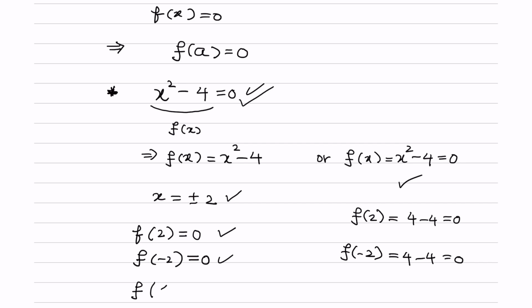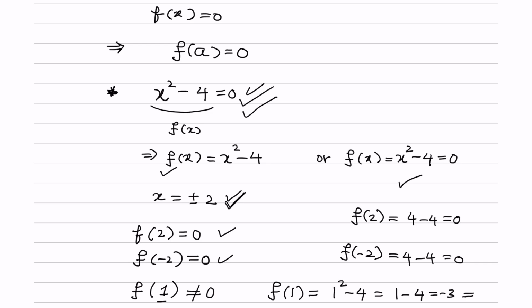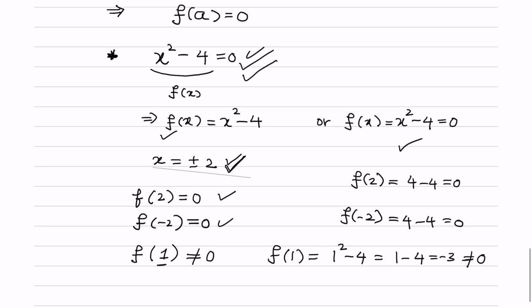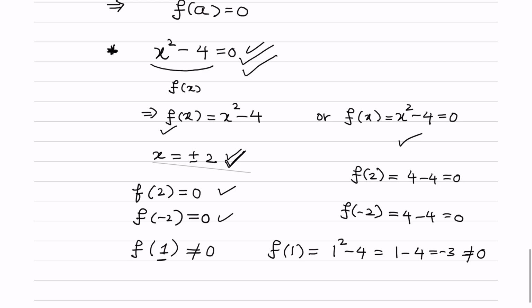Let's plug f of 1. Even before I check it, I know that it should not be equal to 0. Why? Because this equation x square minus 4 has only two roots. So f of 1 must not be equal to 0 because 1 is not the root of the equation. I can verify that. f of 1, 1 square minus 4 gives us 1 minus 4 equal to minus 3, which is not equal to 0. And it was expected. f of 1 is not equal to 0 because 1 was not the root.